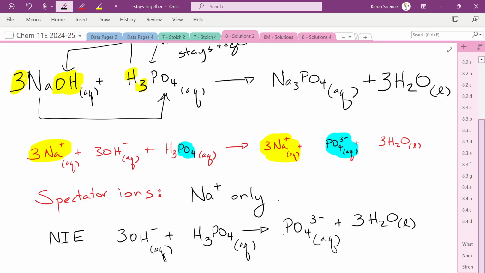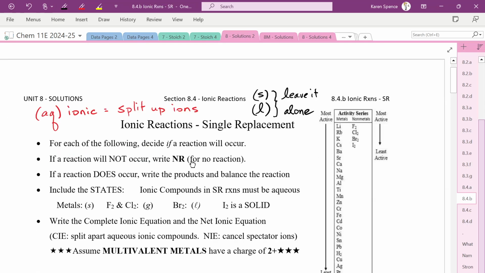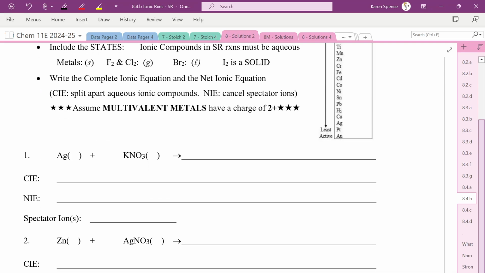Did we want to do an example from single replacement? Or do we just want to try that? Sure. Okay. Let's do it. Let's try.